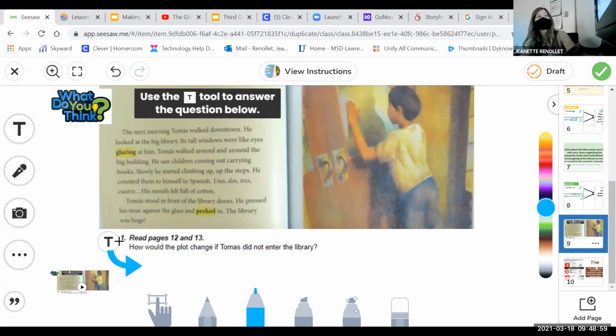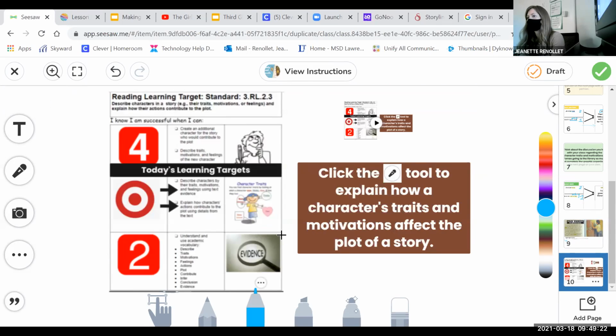Slide number 9 asks you a question about how the plot would change if Tomas did something differently. How would the story be different if Tomas changed his actions? Your job today is to complete slides 8, 9, and 10 to reflect on your success. That's all you have to do for independent work today. Then when you get done, you need to check that you have 12 units on Lexia or more. I am checking today before recess, 12 units or more on Lexia. That's what you can do when you are finished.